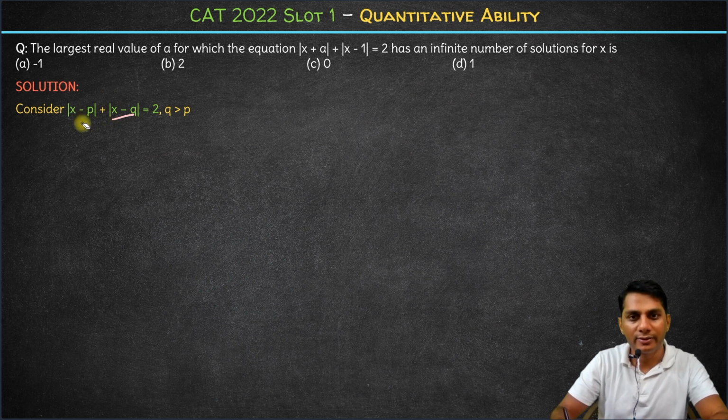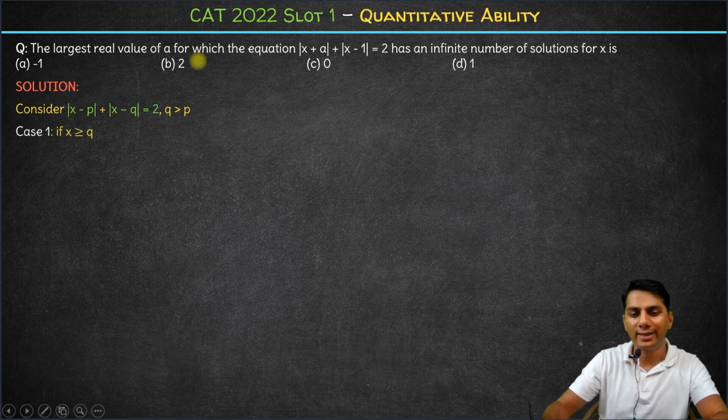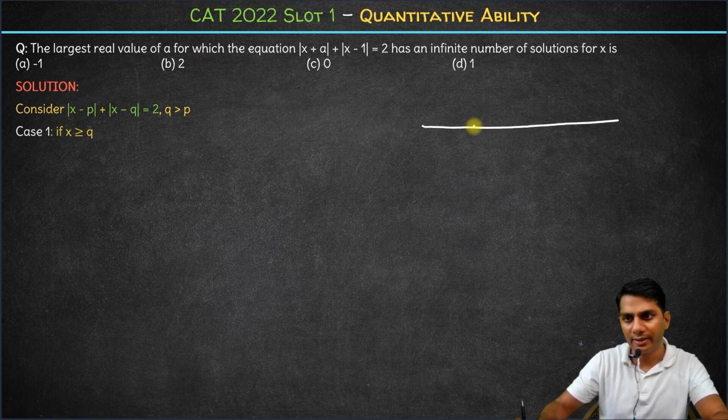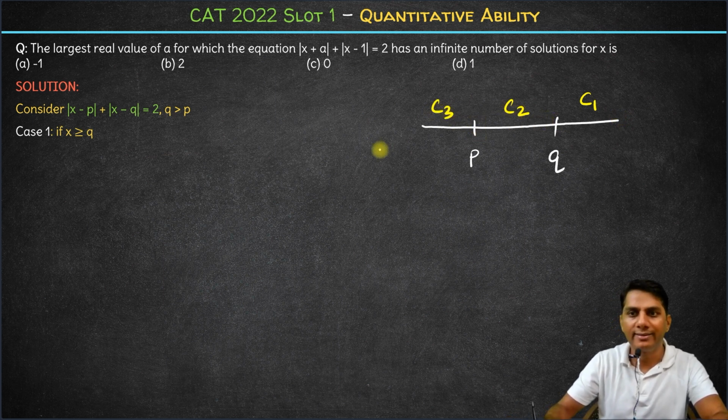So if this is true, now the critical points here are when these terms are 0. This is 0 when x is p, and this is 0 when x is q, and considering that q is greater than p. So we'll have three cases basically here. The critical points are p and q, right? So we'll have three cases. First case is when x is greater than or equal to q, second when x is between p and q, and the third when x is less than p.